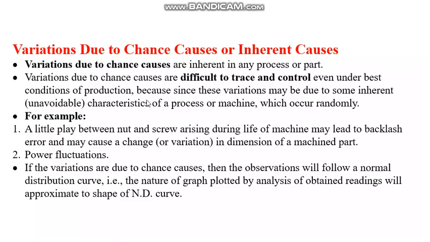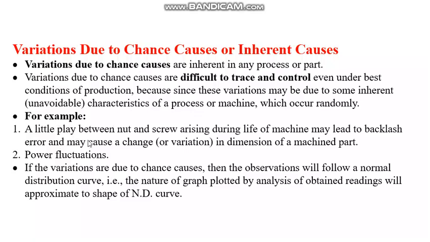So these can occur even under best working conditions, because these variations may be due to inherent unavoidable characteristics of the process or the machine, which occur randomly. Therefore, they are difficult to be traced and controlled. Now, example of chance causes.